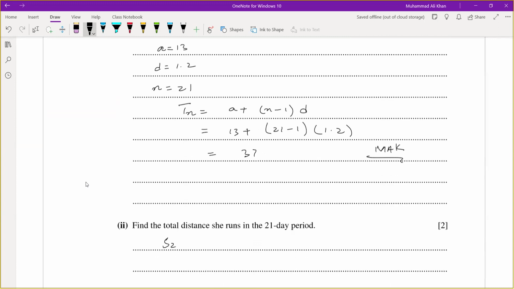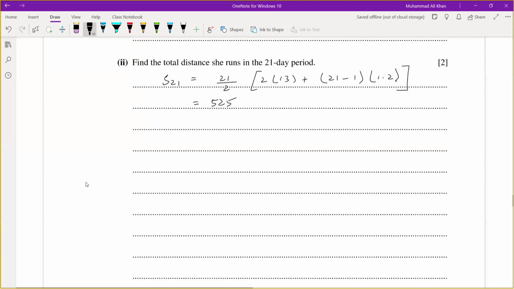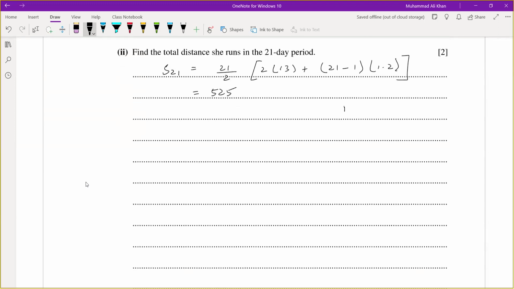Total distance she runs. S21 equals to n by 2, 2a plus n minus 1 into common difference 1.2. Formula apply करें, calculate कर लीजिए direct result, and the result is 525. So this is the second part.